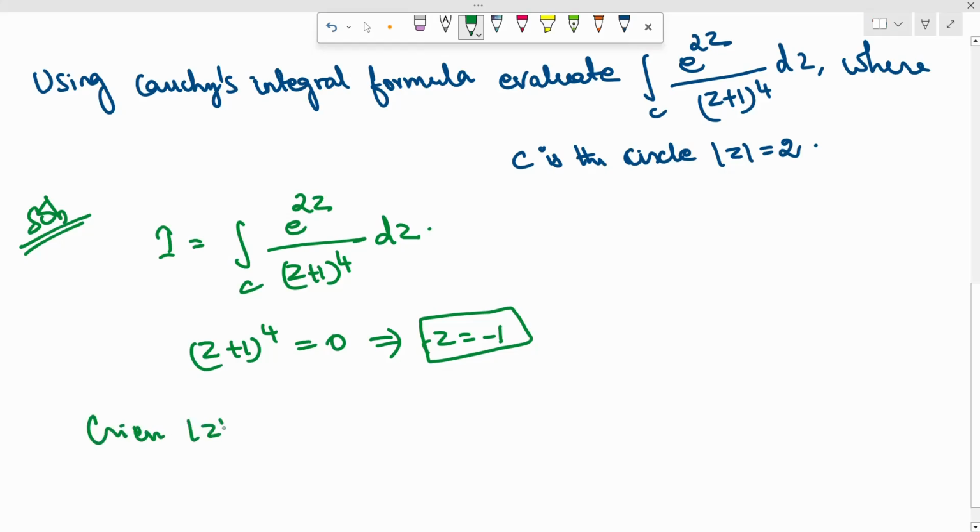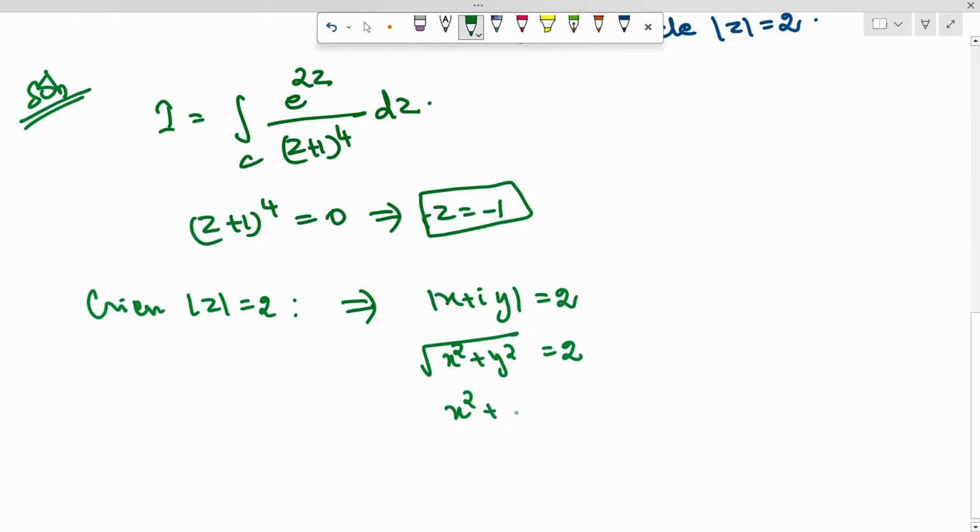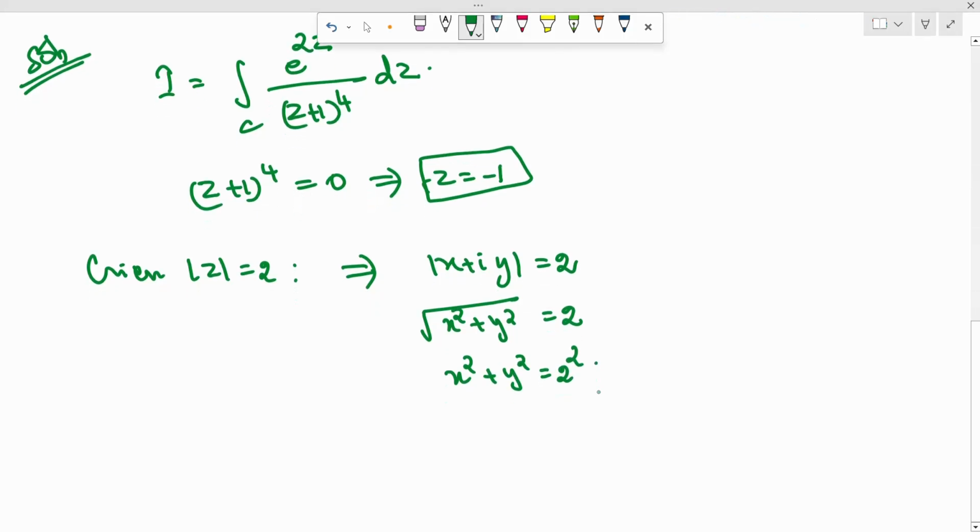The given curve is modulus of z is equal to 2. Substitute here z is equal to x plus iy, and then remove this modulus. Root of x square plus y square is equal to 2. Squaring on both sides, we get x square plus y square is equal to 2 square. We are getting one circle equation. The center of the circle is (0, 0) and radius will be 2.